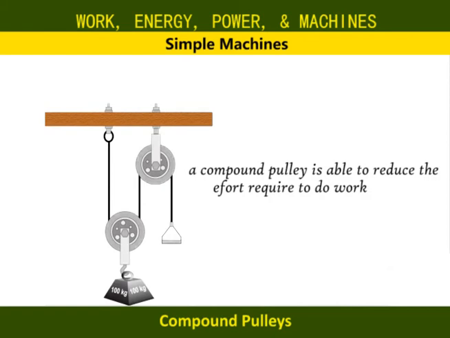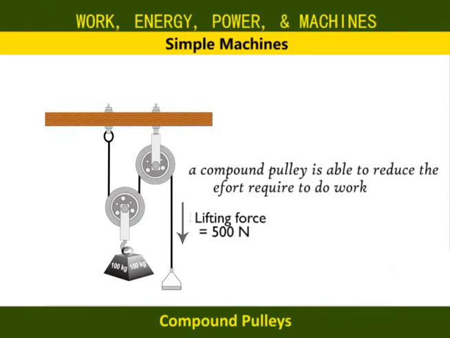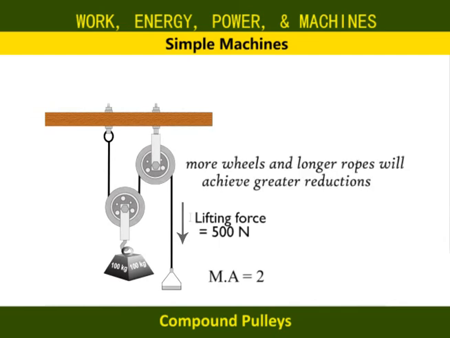For example, if the load weighs 100 newtons, a compound pulley reduces the lifting force to 50 newtons, so the mechanical advantage is equal to 2. Greater reductions are possible with more number of pulley wheels and longer ropes.